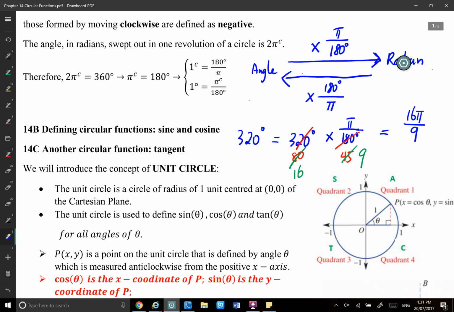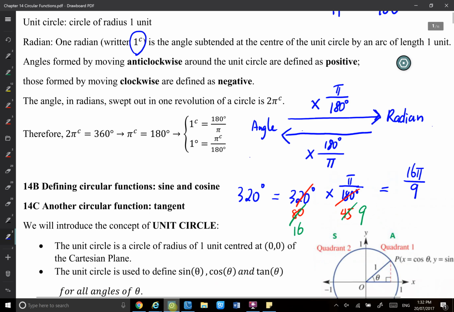Think about the difference. It's completely wrong if you set the wrong mode. That's what I emphasize here. So 320 degrees will be 16 pi over 9. In the radian form, you put 16 pi over 9, which means 320 degrees. But in angle form, if you put 16 pi over 9, that is not 320. So you need to be careful about that.